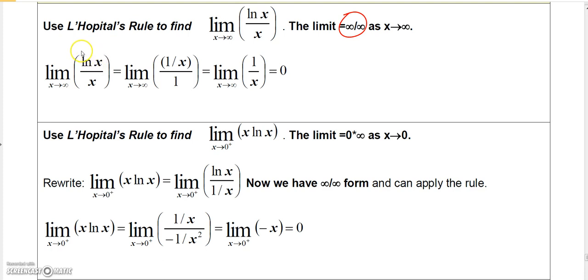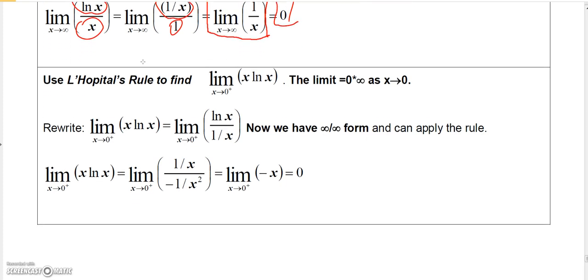So remember how to apply the rule. I didn't show the intermediate step here. So how do you apply the rule? You take the derivative of the numerator, which is 1 over x, and then you take the derivative of the denominator, which is 1, and so you get 1 over x divided by 1, which is just 1 over x. And now if I take the limit of 1 over x as x goes to infinity, we know that 1 over x goes to 0, so therefore the limit there is 0.